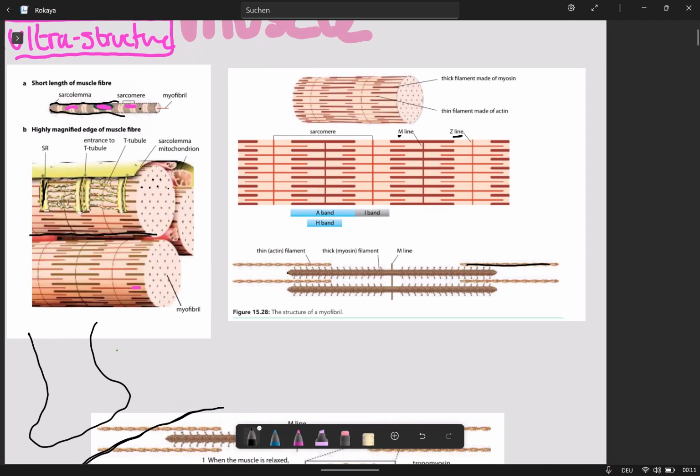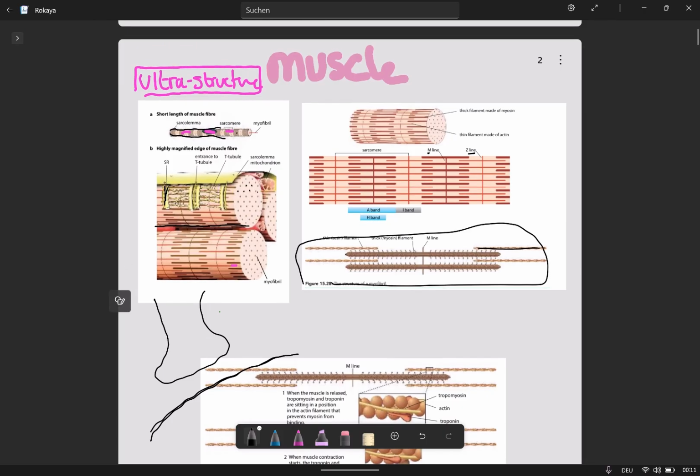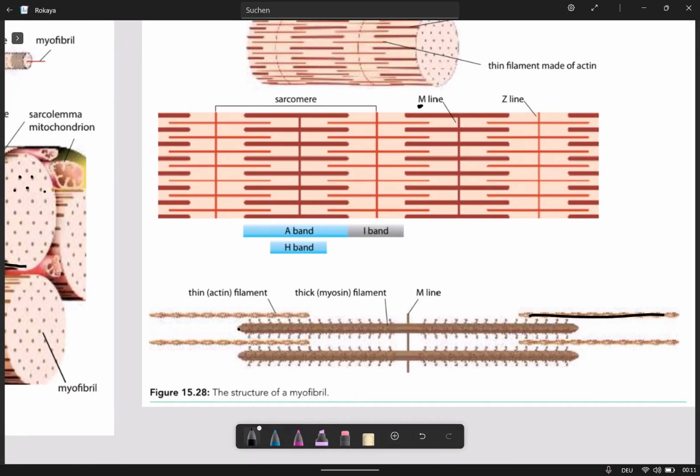So if we take a rough drawing of this, because we're obviously not going to draw it perfectly, we're going to have this. And this is usually what comes in the exam. So to think about it, this part is this part here. So this is the myosin, the thick part, and then the thin part is the actin.